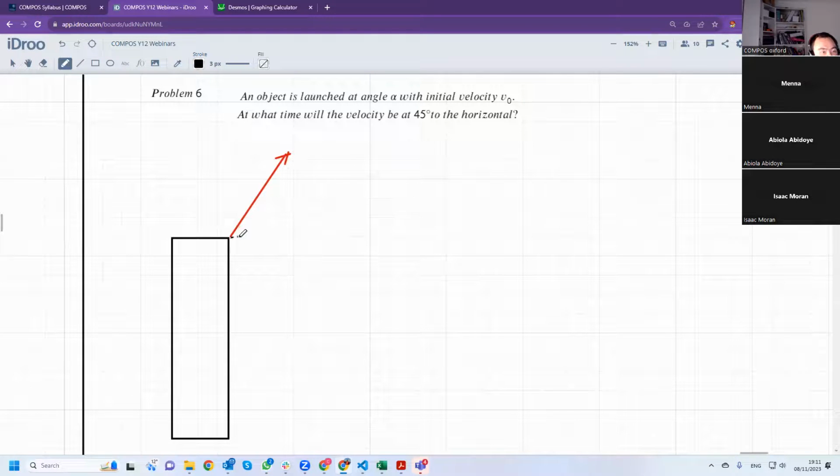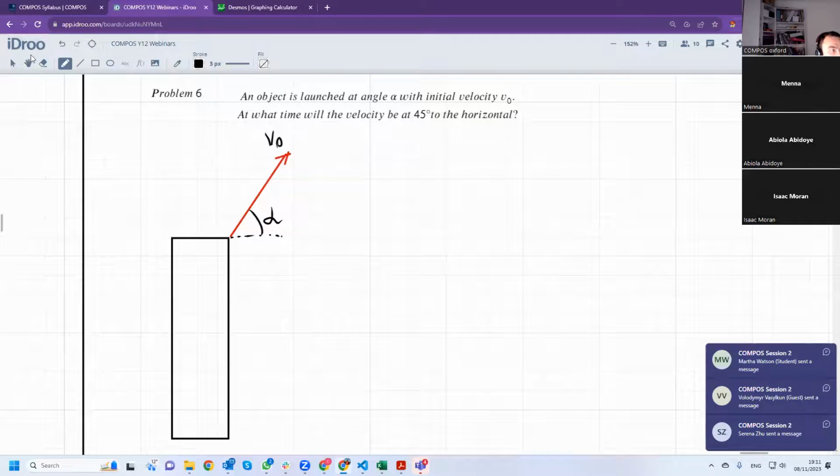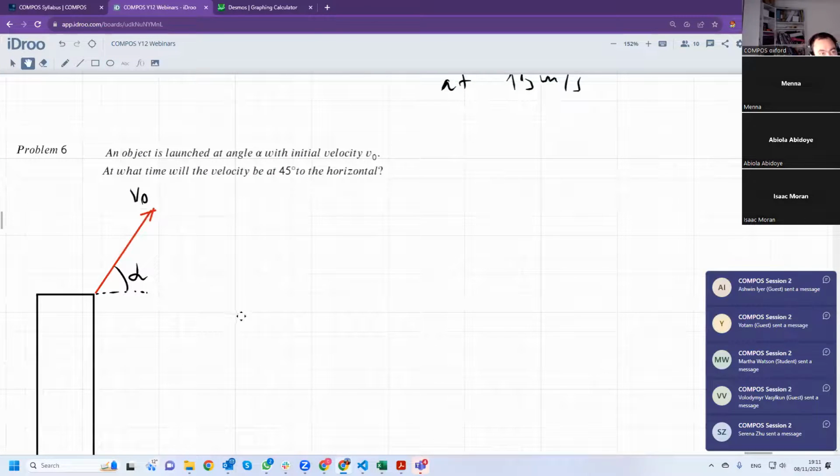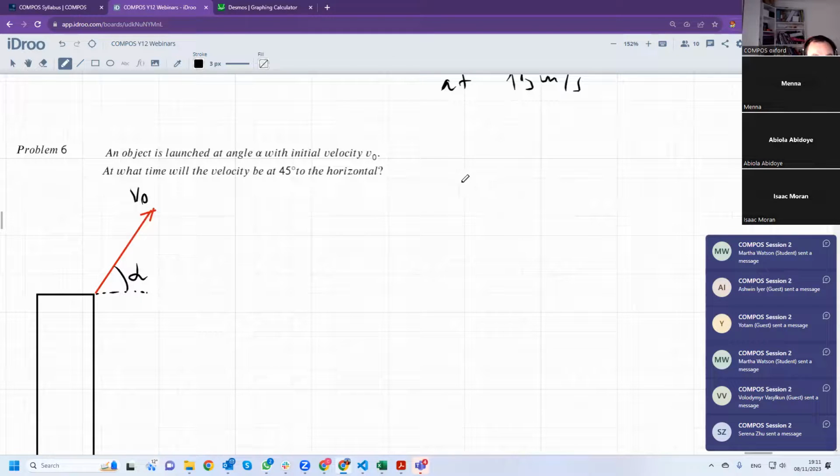And we throw it at an angle alpha and velocity v0. Okay. Immediately, we can think of one of the Suvat equations, and this is a very useful one.